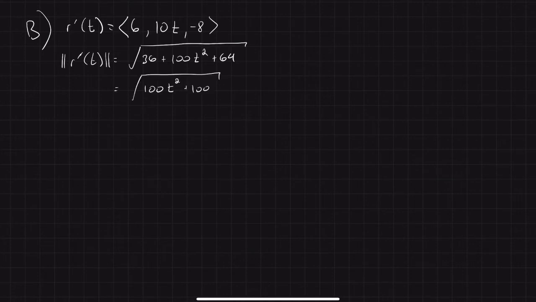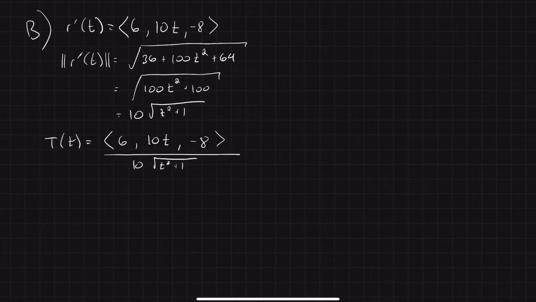We can add the 36 and 64 to get 100. That would give us the square root of 100t squared plus 100. If we factor out 100, we can then move that outside of the radical by taking the square root. That would give us 10 times radical t squared plus 1. At every step along the way, you want to simplify things just as much as you possibly can for these problems. Otherwise, things just get completely out of hand.